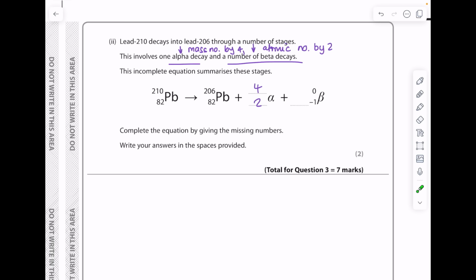So we've got 210 on the left. 206 plus 4 is 210 with that 0, so that's okay. Over here, we've got 82. 82 plus 2 is 84, but we need it to equal 82, so we need 2 beta particles, as that will bring that number down there to minus 2. So it becomes 82 plus 2 is 84, minus 2 is 82. So everything adds up on the left and right side.